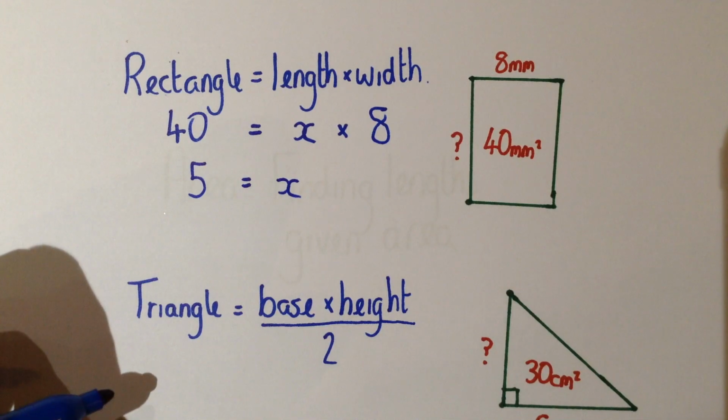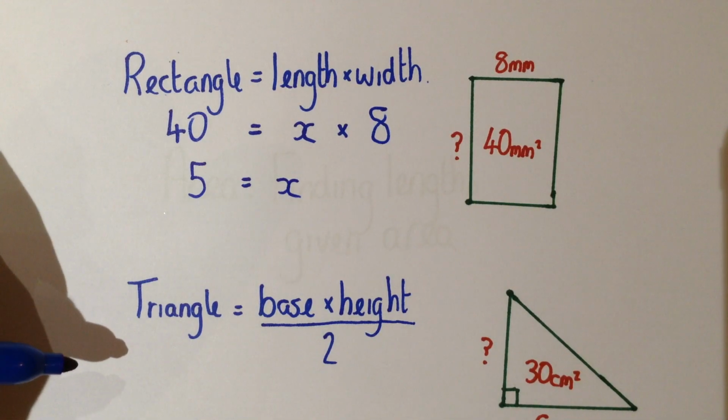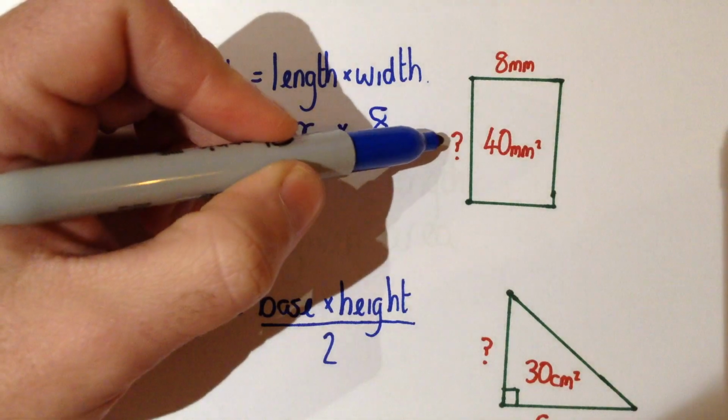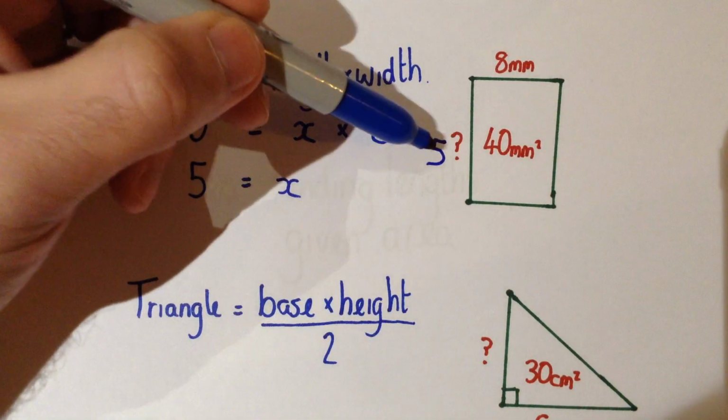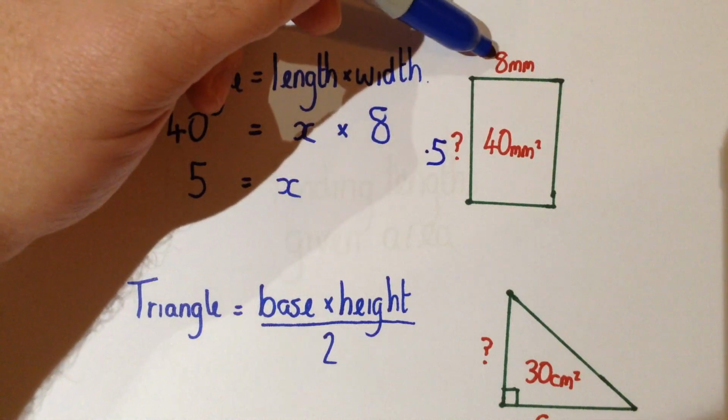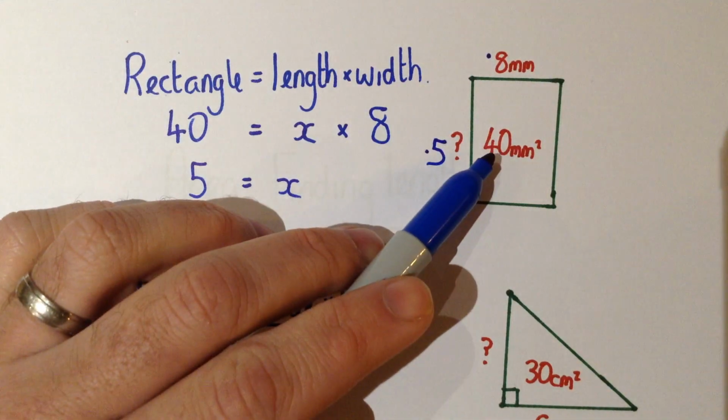It's always a good idea to check your answer to make sure it actually makes sense. If this side here had been 5, to work out the area we would have done 5 times 8, which is 40.